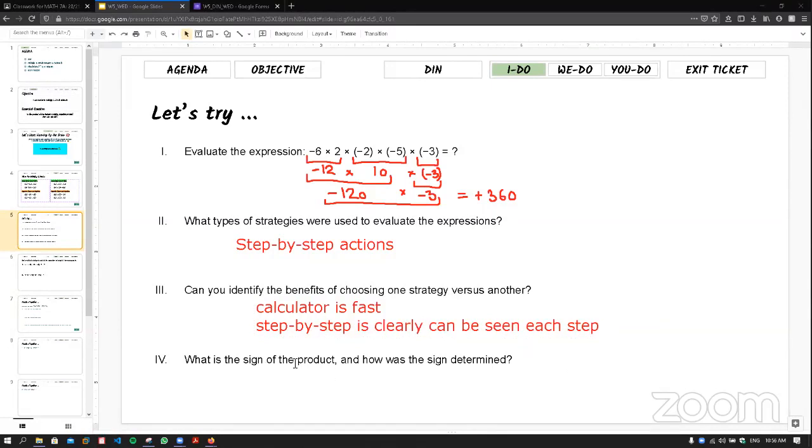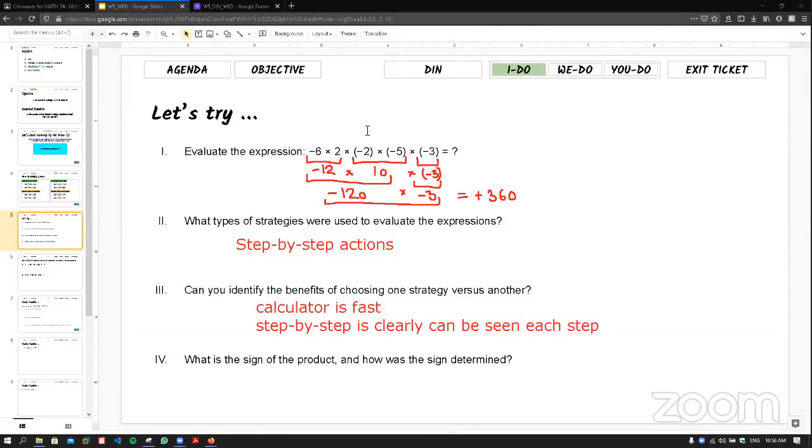so what is the sign of the product and how was the sign determined? There are two ways you can determine it. One way is when you go with step-by-step action, at every step you find out the signs, and then you end up with the sign, right? There is another, faster way. You just need to count how many negative numbers are in this multiplication. So how many negative numbers?